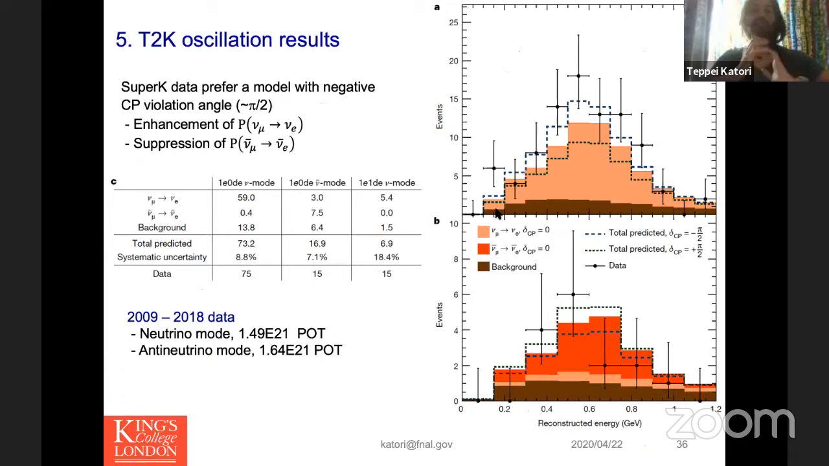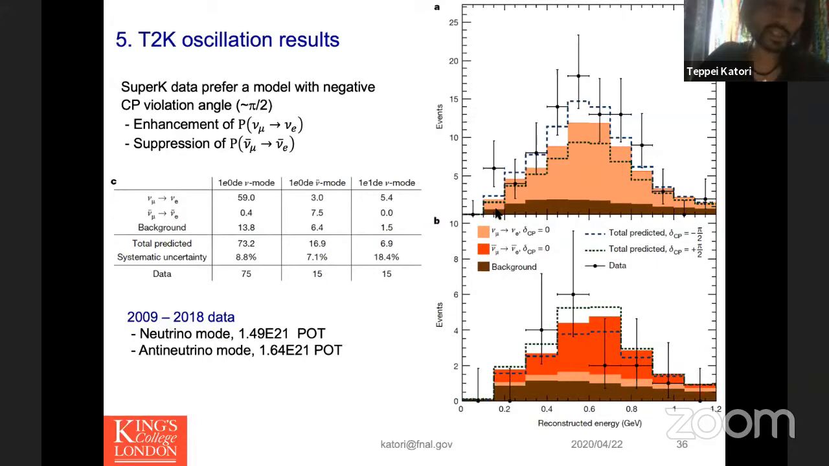Okay, so now is the measurement. So this is a distribution of electron neutrino candidates, which I mean electron candidates. And the top figure is for neutrino mode and the bottom figure is for anti-neutrino mode. All right, I see the typo. This should say minus pi over two.